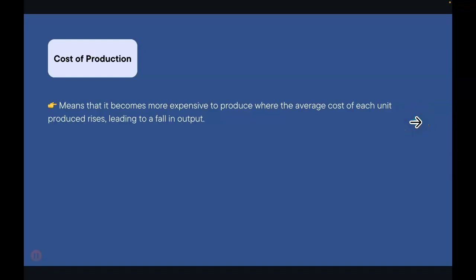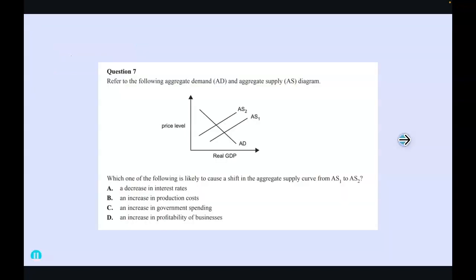The next one is cost of production. This one's nice and simple. So basically, if the cost of production for a producer goes up, it becomes more expensive for them to produce a good or service on average. And so that means that their capacity to produce goes down. That shifts my aggregate supply to the left, which ultimately leads to a decrease in output. This is obviously what the graph would look like.